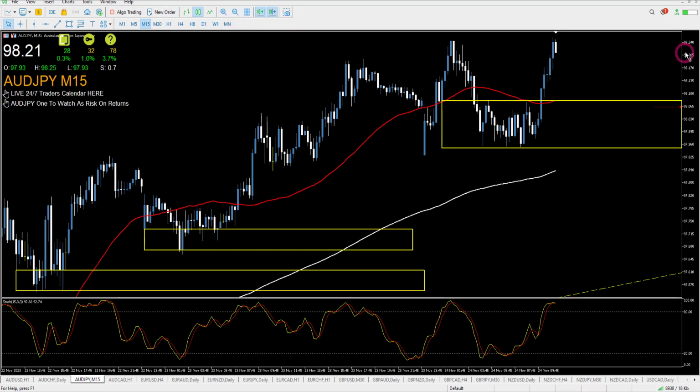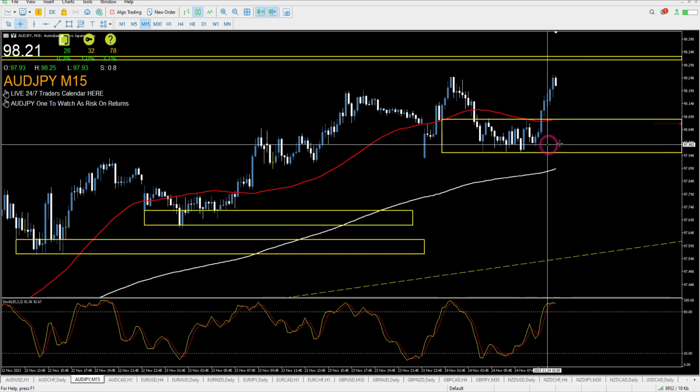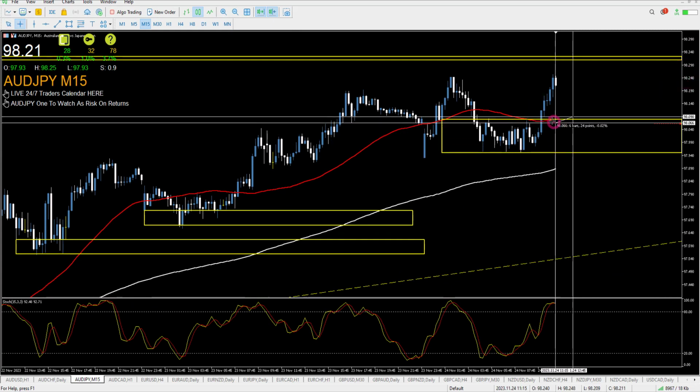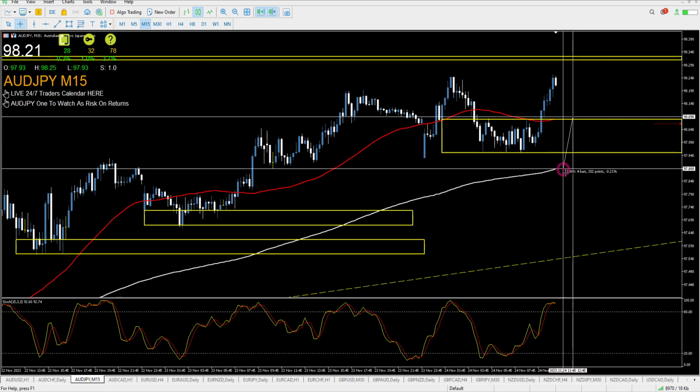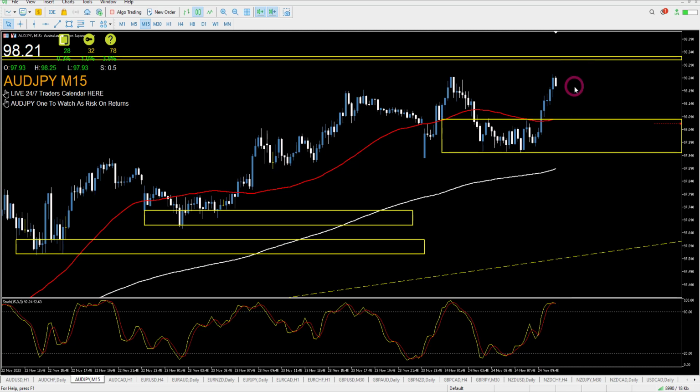If we go to the 15-minute time frame and look for an entry down towards these lows, maybe a break above the 50 on the 15 moving average, then we've got 20 pips risk to 36 pips reward. So that's how we can try and get something out of this potentially.